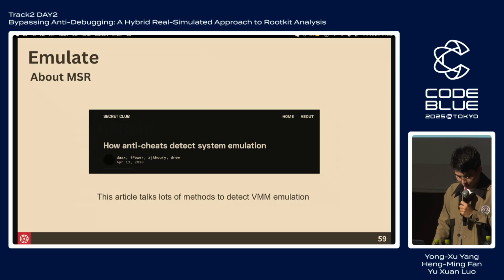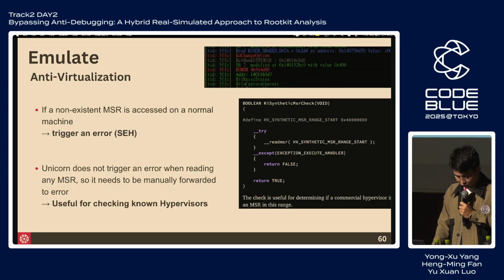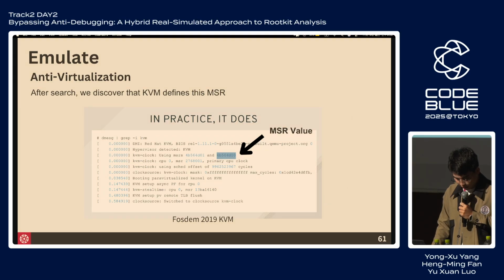We will now talk about MSR-based detections, drawing from Secret Club's article. During emulation, the anti-cheat reads a non-existent MSR, triggering SEH for handling. Similar to DbgPrompt, this can detect whether it's in an emulation environment or not. By using this, it can also identify some known hypervisors. After we searched this MSR value, we found the value is used by KVM, so we think that maybe it's a detection of KVM.